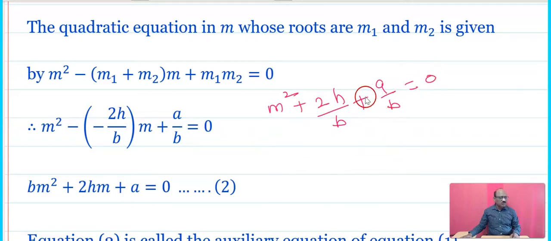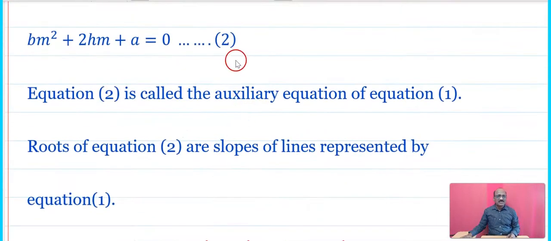Now multiply this whole equation by b. Then you will get bm squared plus 2hm plus a is equal to 0. And this is equation number 2. Equation 2 is called the auxiliary equation of equation 1, that is ax squared plus 2hxy plus by squared equal to 0. Roots of equation 2 are the slopes of the lines represented by the equation ax squared plus 2hxy plus by squared equal to 0.